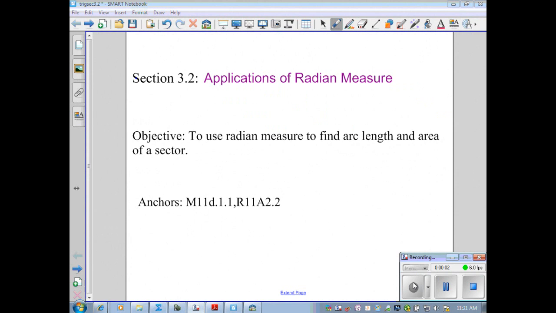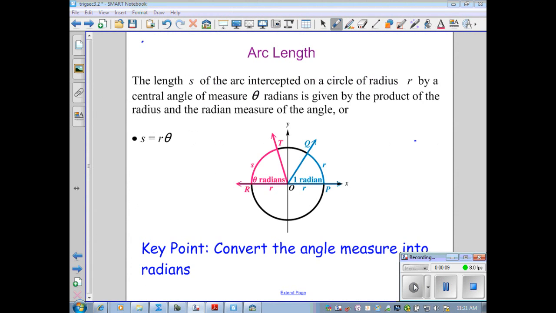Section 3.2, to use radian measure to find arc length and area of a sector. The next slide gives us a diagram similar to section 3.1. Here I have a central angle generated at the origin of a coordinate plane. It shows a radius that is equal to r and an intercepted arc of that angle that is also equal to the radius. Therefore, it is r.